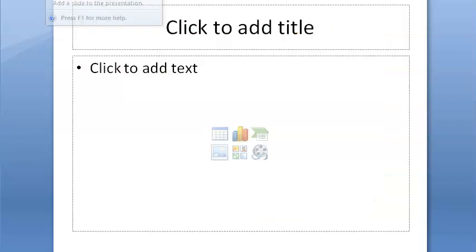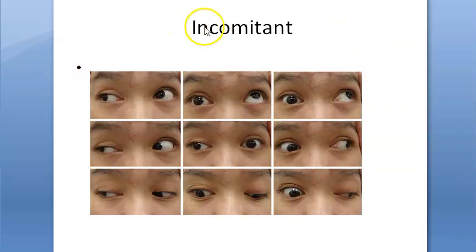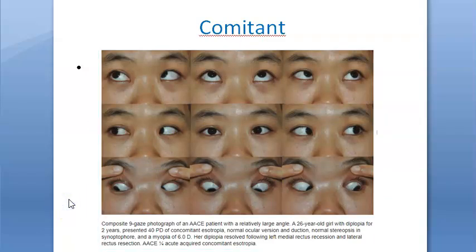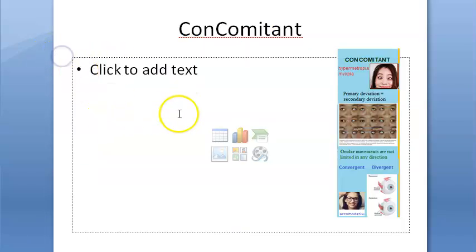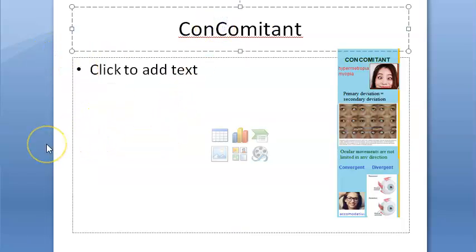Now let us look at a different one. This one is incomitant, they are saying, where the angle of deviation varies in different gazes. Guys, do you think this is incomitant? Is it the correct picture? This is definitely concomitant. These people have no restriction in ocular movement. Basically, just remember this: these people have some underlying eye disease, some other eye cause which is leading to the squint.